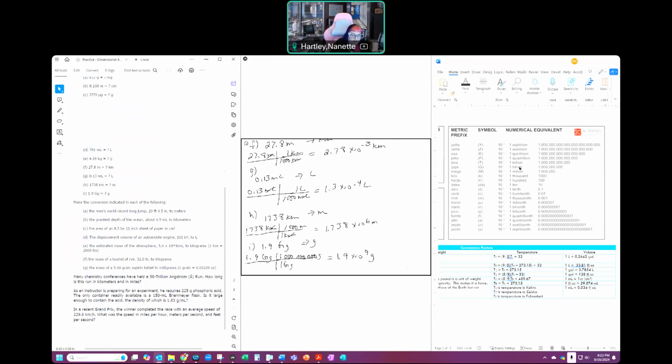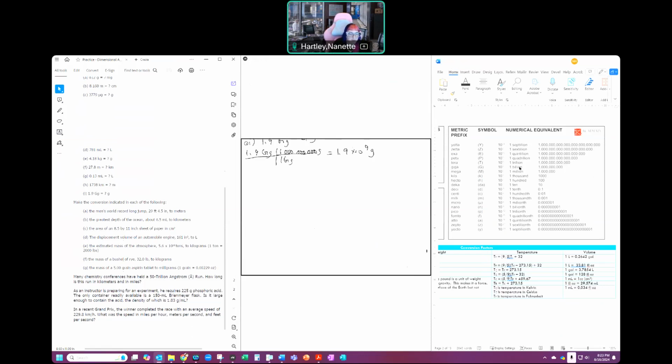Okay. Next one we're going to talk about, we've got the make the conversions indicated in each of the following. The men's world record long jump, 29 feet, 4.5 inches to meters. And this is my new A. Well, I have a sort of an interesting situation here. So I can do the conversion from feet to meters and do the conversion from inch to meters, or I can do the conversion from feet to inches and then add all the inches together. And that's typically the way that handles.